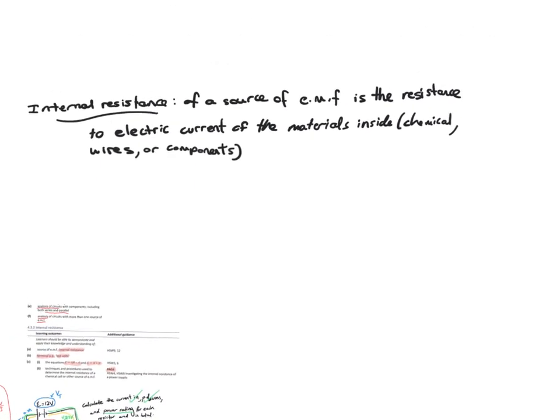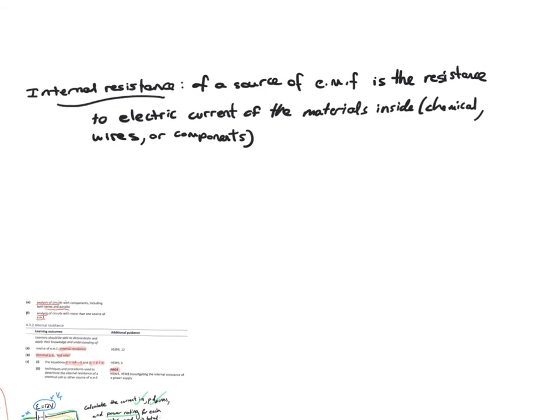Now, every source of EMF has internal resistance, meaning a battery, a cell, a power supply. They all have internal resistance, and that's the resistance to electric current of the materials inside those sources of EMF, whether it be due to chemical reactions, due to the wires inside the power supply or components within a power supply. So when the current flows, energy is transferred to these materials, resulting in energy being lost within the power supply. So we have to take it into account.